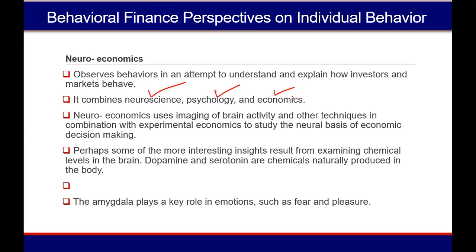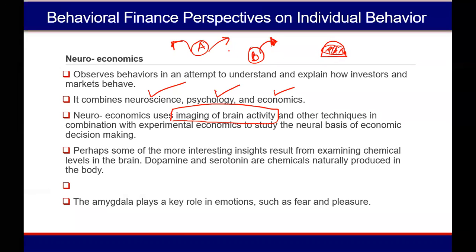Another thing that is important to know is that neuroeconomics uses imaging of brain activity. I think you have probably seen what a brain looks like. There are so many chemicals in the brain which can be studied to understand why, for example, person A shows this behavior, why person A is a risk taker, why person B is risk neutral. It is possible to analyze the brain image to understand people's behavior related to the asset manager.